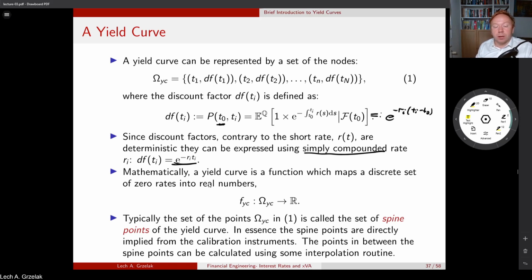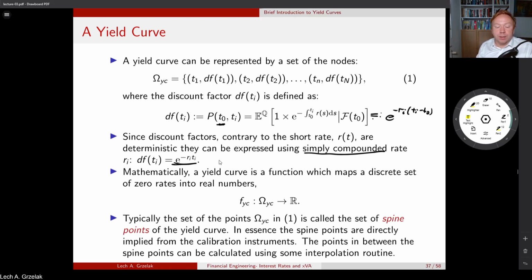Mathematically, a yield curve is a function which maps a discrete set of zero rates into real numbers. So we have those pairs, T1, df1, and so on, and we map them to the real numbers. Actually, in this case, the zero coupon bonds are always non-negative, but they could be, for example, bigger than 1. This means that your rate here is negative, and then you have a value which is bigger than 1.